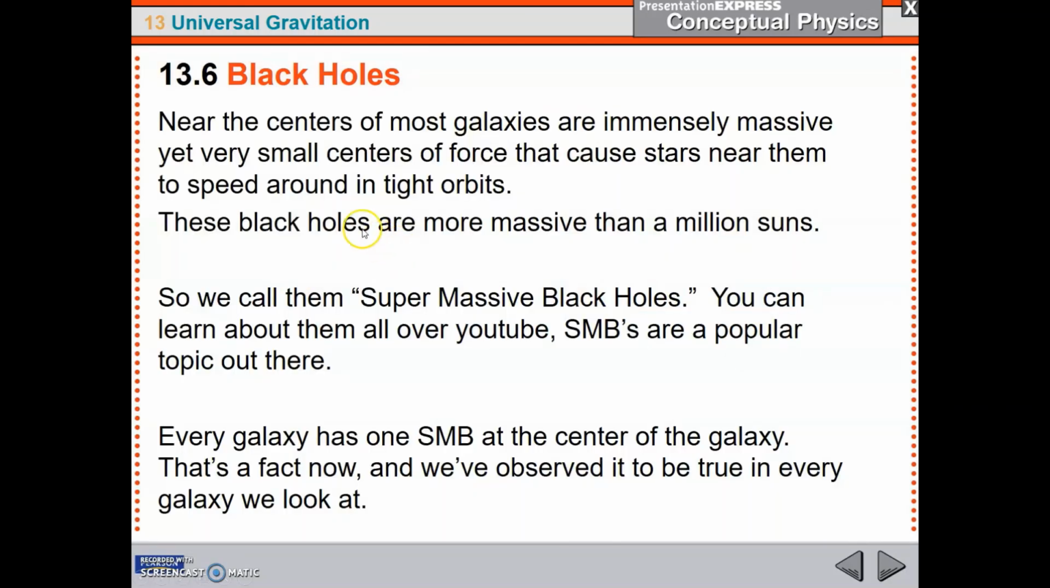Now, let me tell you a little bit about black holes. Near the centers of most galaxies, or near the centers of all galaxies, are immensely massive yet very small centers of force that cause the stars near them to speed around in tight orbits. Now, this was actually written years ago before we knew that they were a supermassive black hole. Supermassive black holes have only been confirmed in the last 10, 15 years. These black holes are more than a million times more massive than our sun. So we call them supermassive black holes.